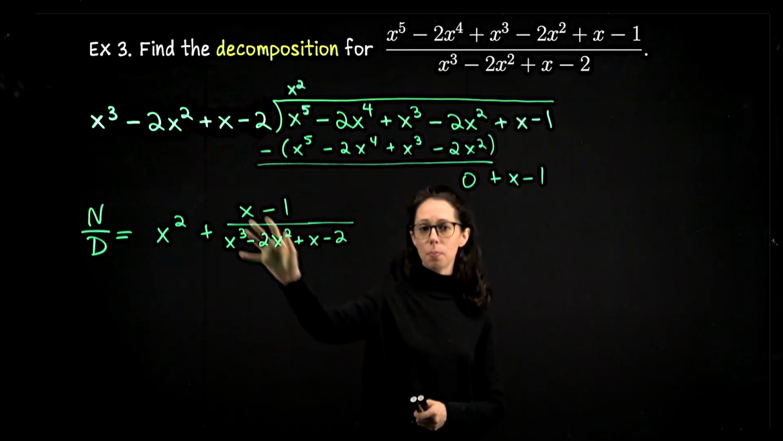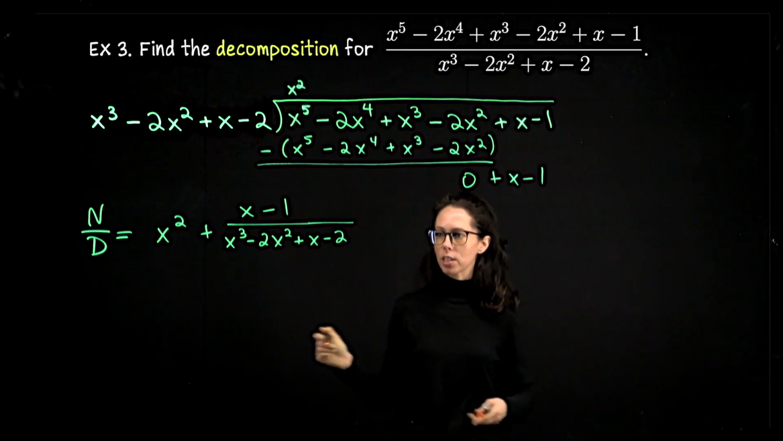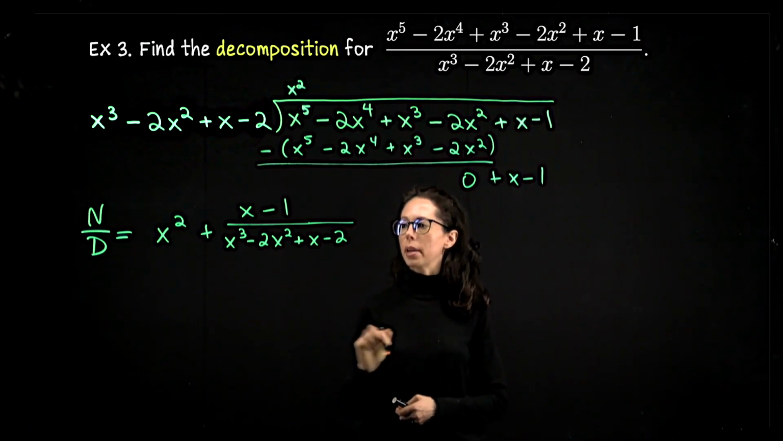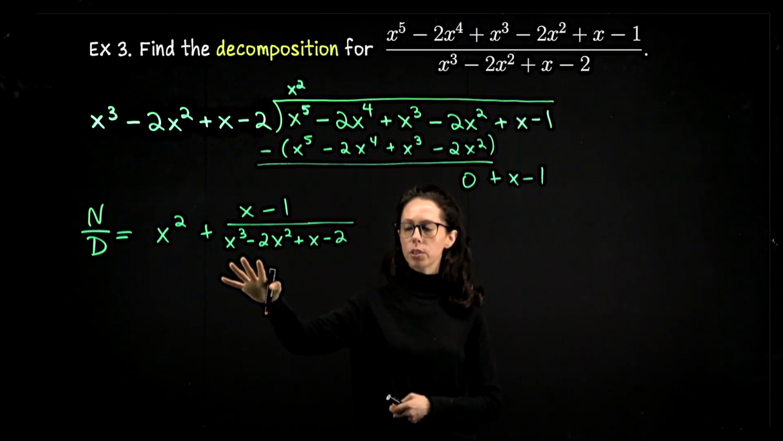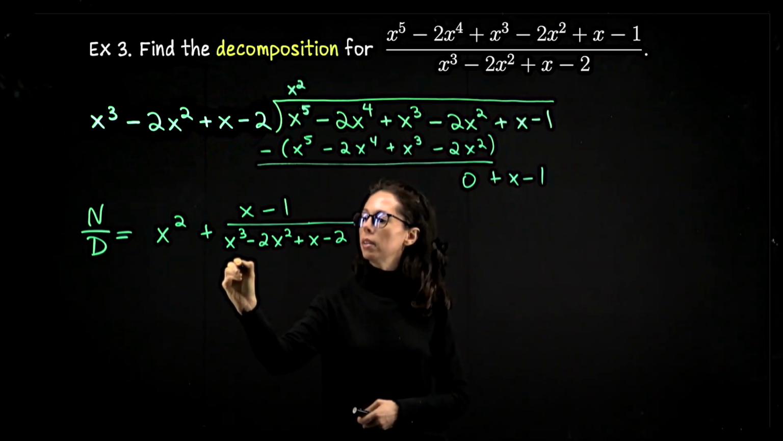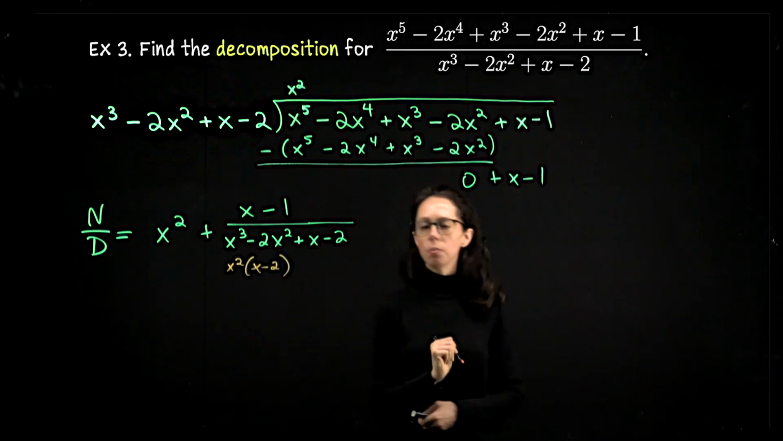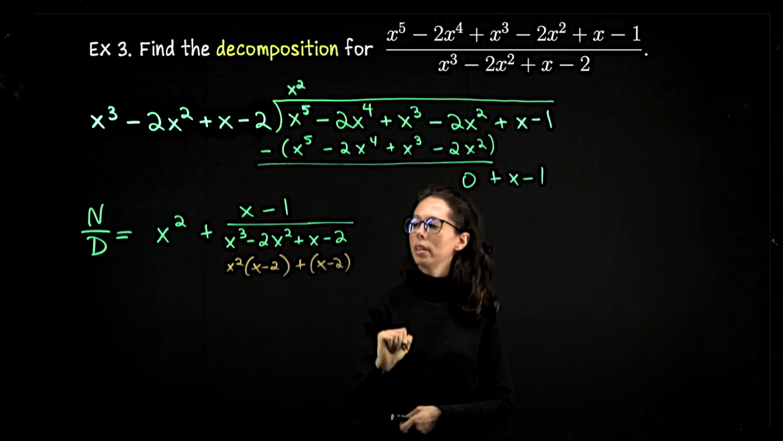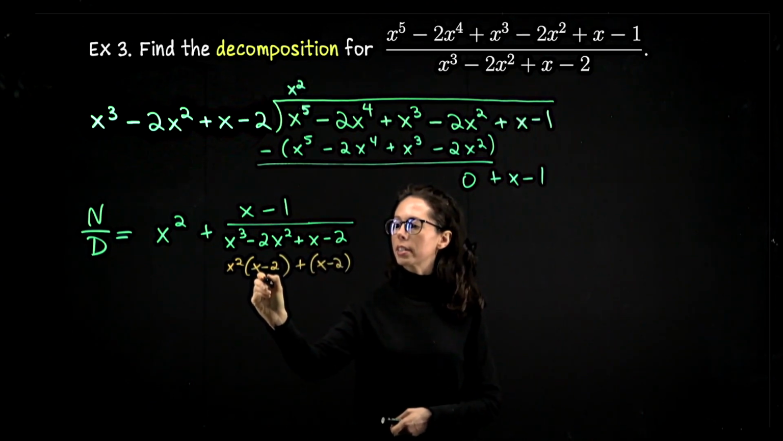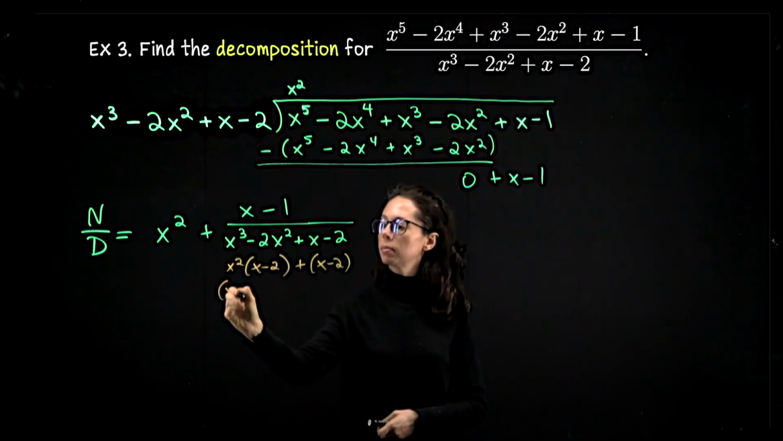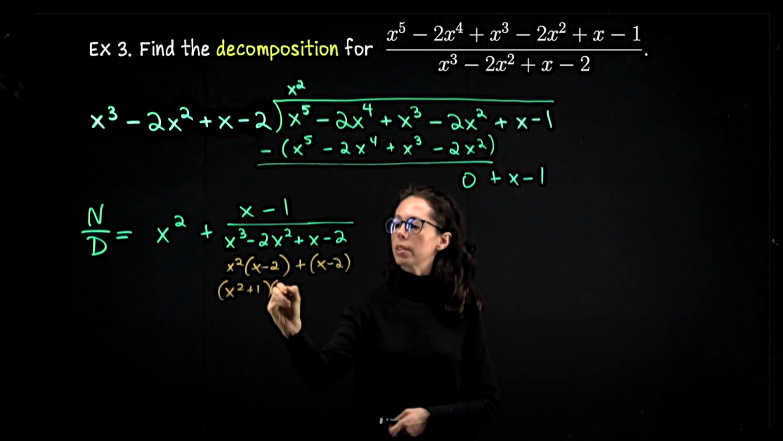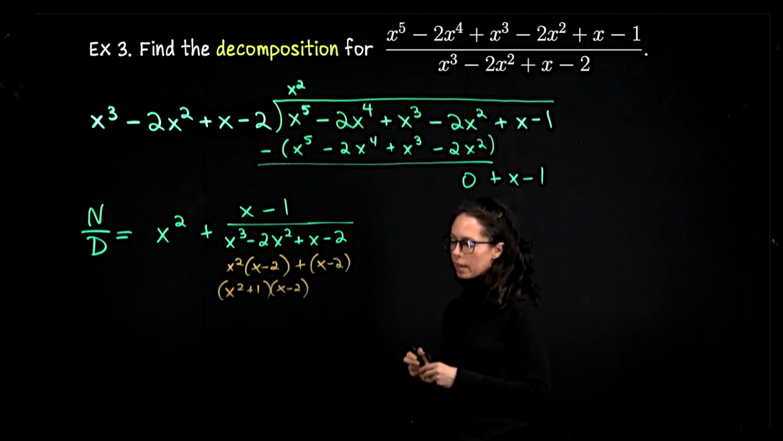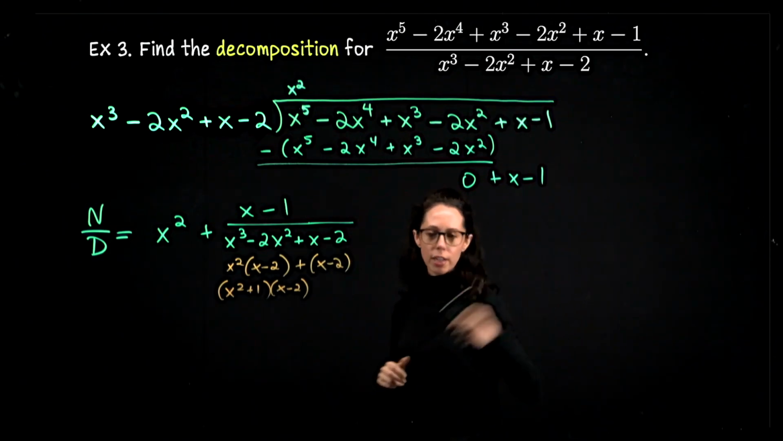Now we need to take this piece and break it apart using partial fraction decomposition. This particular cubic polynomial has the nice property that if you pull out the GCD from the first two terms, that would be x squared times x minus 2. And then the second two terms is just x minus 2, which means that this denominator factors into x squared plus 1 times x minus 2, like that. Okay, so let's just do the partial fraction decomposition here.